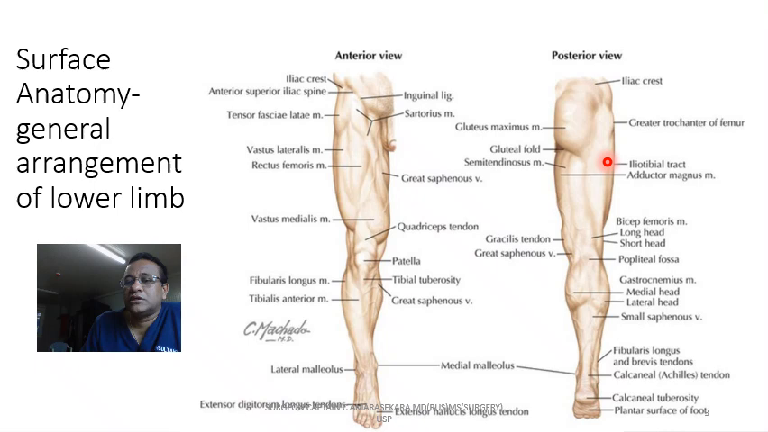When you go downward, you will see the popliteal fossa, and further down, the two heads of the gastrocnemius muscle, medial and lateral heads, and its continuation as the Achilles tendon, which attaches to the calcaneum. From the posterior view you can also identify the medial malleolus and the lateral malleolus. So these are the major landmarks that you can see.